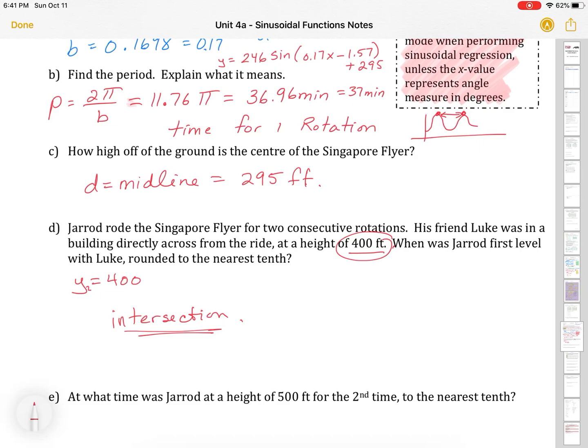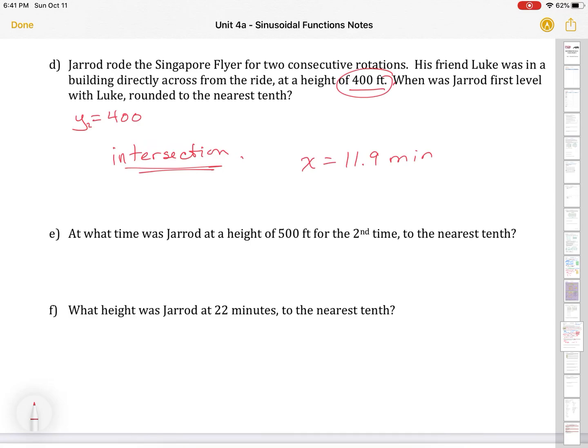Okay, so use your intersection. Make sure, because 400 is going to cross that curve several times, that you want the first intersection. So make sure you're putting your 2 points that you're looking at close to that first intersection. When you do that, you're going to get x is equal to 11.9 minutes. And you probably could even round that to 12 minutes.